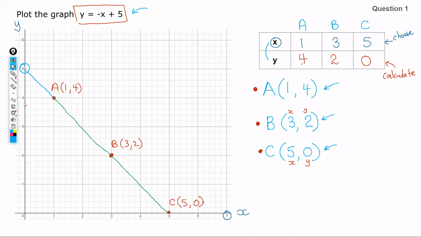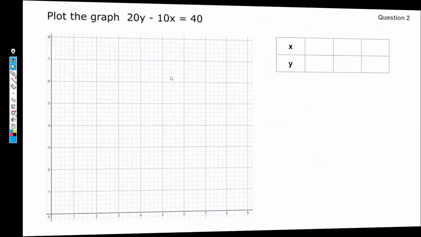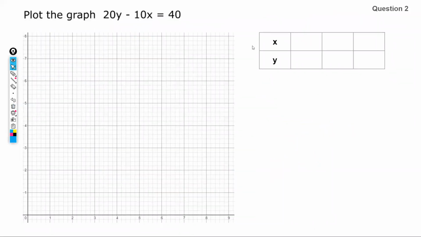Let's move on to question 2. Right, now, this one looks a little bit harder, right? Bear with me here. Draw a new x and y axis, but this time I want the x-axis to go up to 9. You see 9 here. And I want the y-axis to go up to 8. Make sure it's exactly 9 and 8.